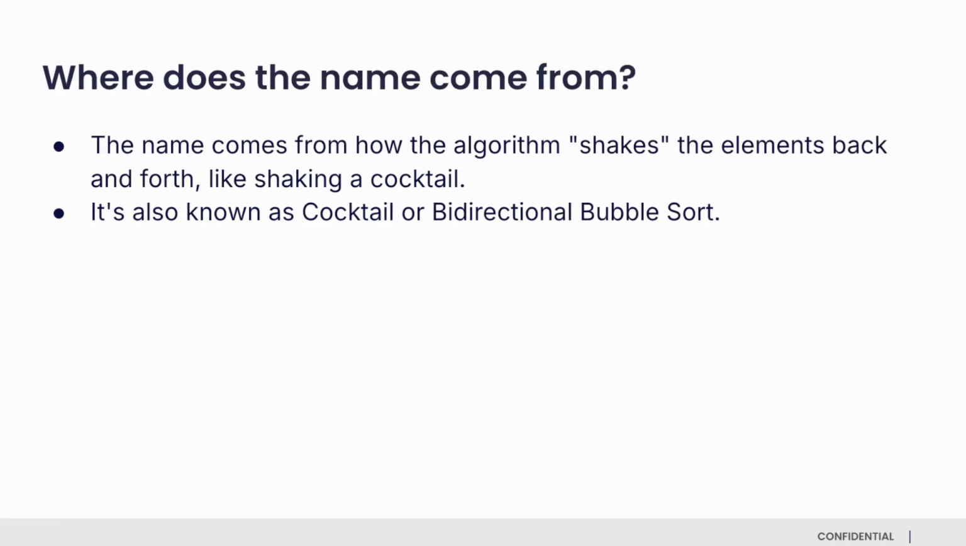Where does the name cocktail shaker sort come from? The algorithm gets its name because it works like shaking a cocktail. It moves the largest element to the end in one direction and then the smallest element to the start in the other direction. So that back and forth movement is where the name cocktail shaker comes from. It's also referred to as just cocktail sort or bidirectional bubble sort.